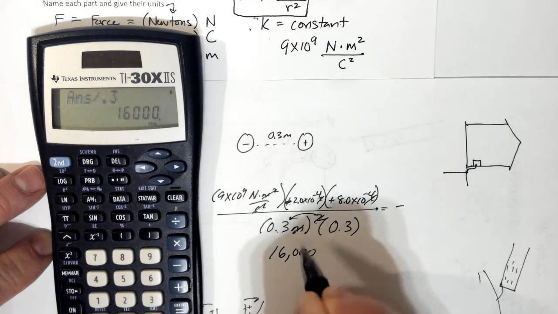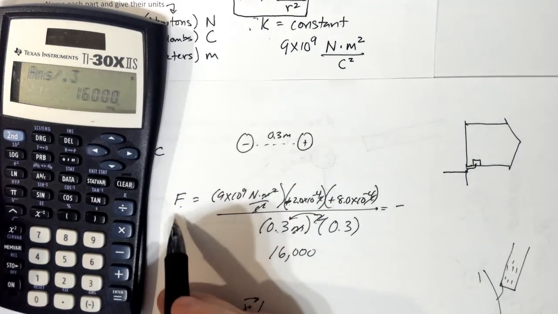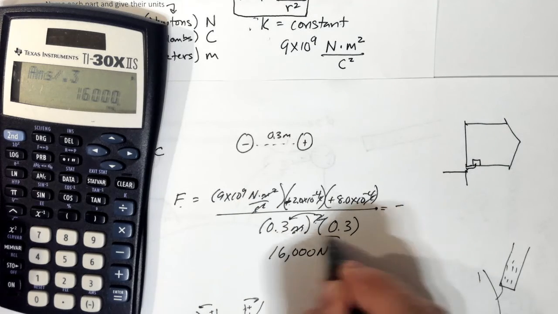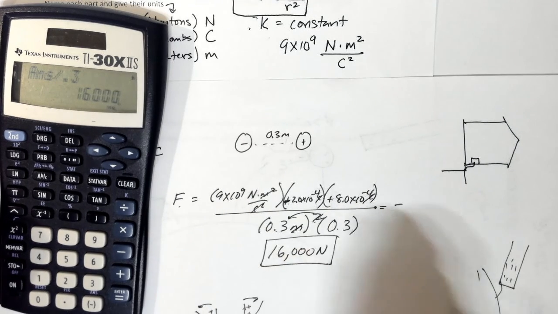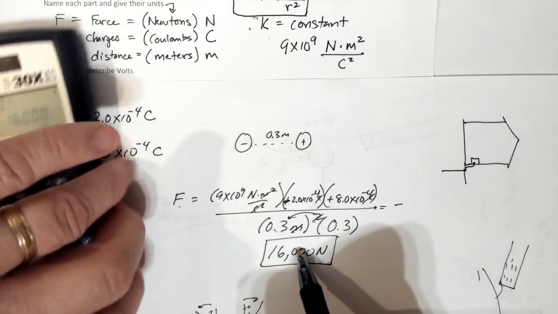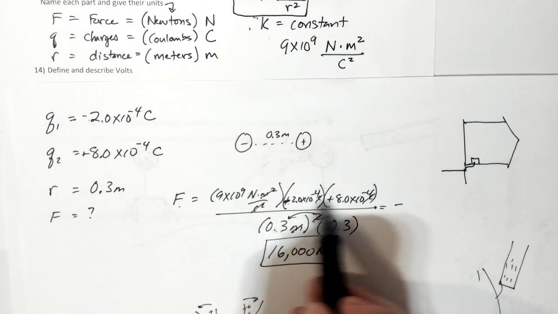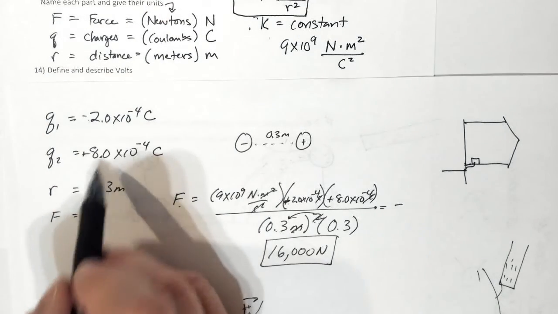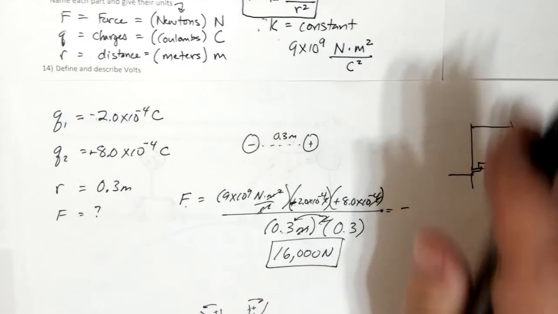I do it twice, and I get an answer of 16,000. And that would be a force, so that would be newtons. So there's my answer. So that's the amount of force that would be felt, electrostatic force, between these 2 charges that distance apart. So real simple, okay?